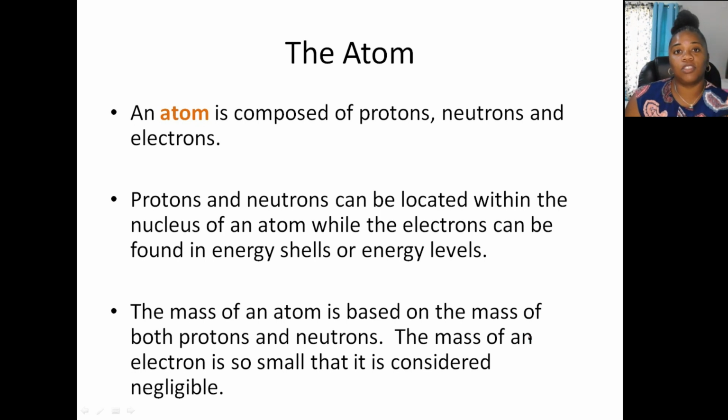The mass of an electron is very, very small. It's 1 over approximately 1800. So 1 divided by 1800 will give you a very, very, very small number. So it's referred to as negligible. Like, you don't really pay attention to it. It's like saying 1 plus 1 over 1800. You know, that would be 1.0000000, God knows how many zeros.